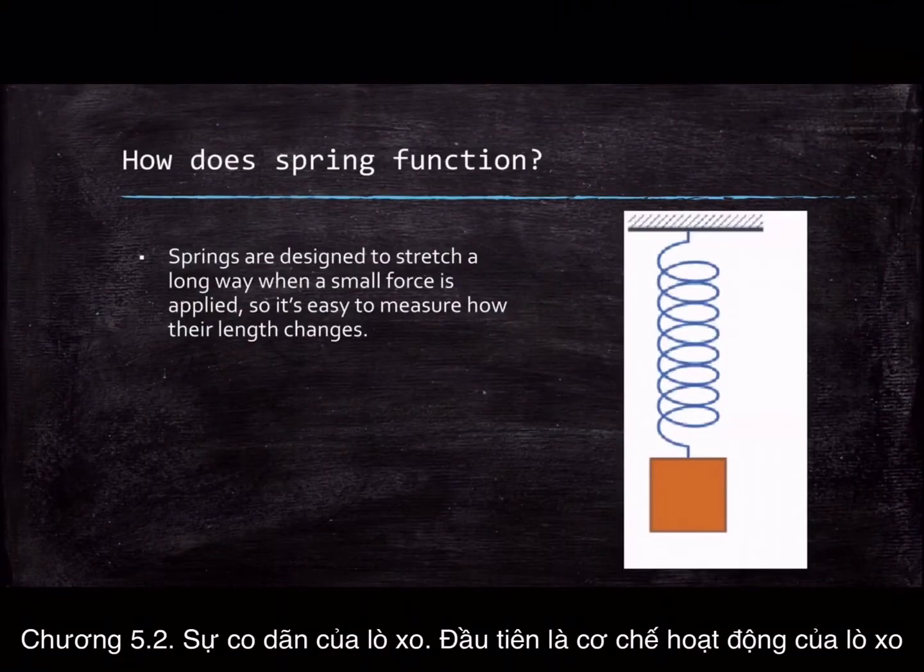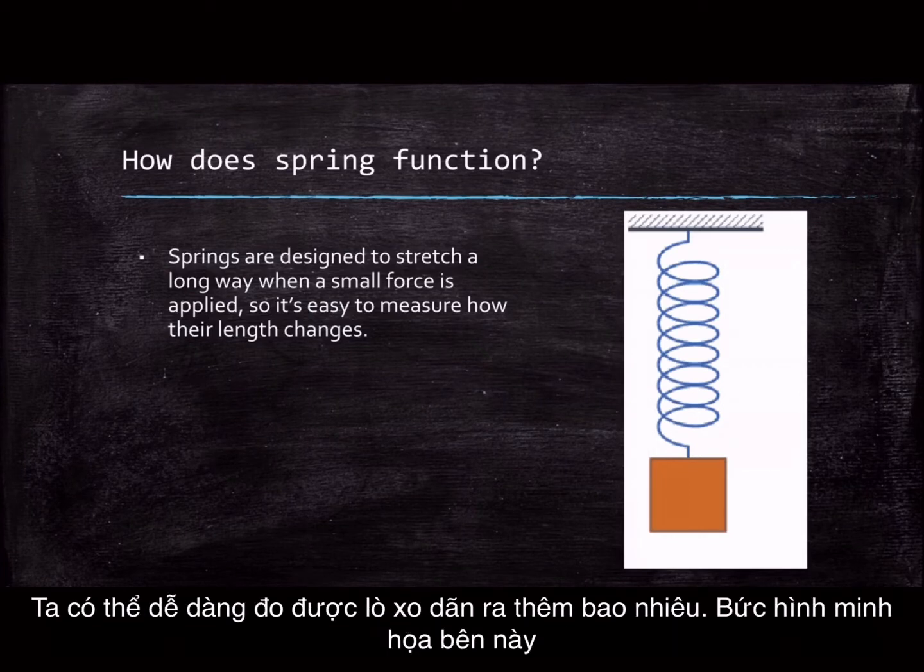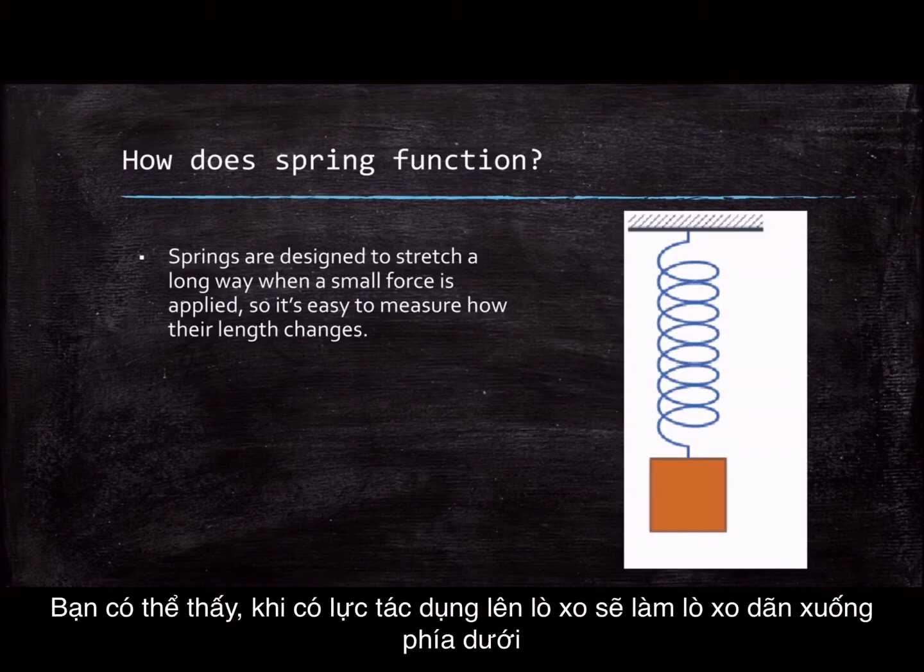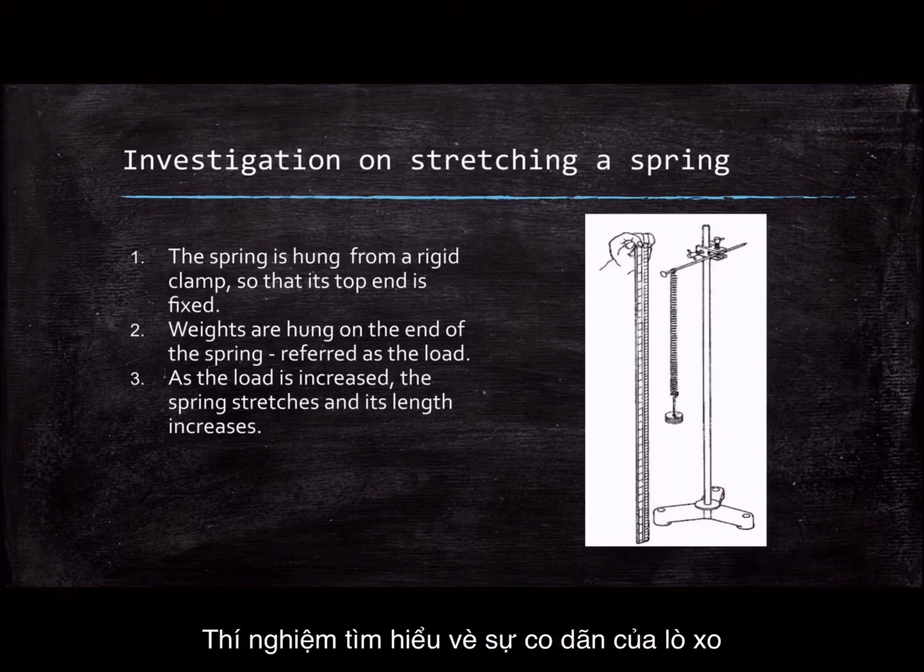Point 2 is about stretching springs. Firstly, how does a spring function? Springs are designed to stretch a long way when a small force is applied, so it's easy to measure how their length changes. In the picture here, the spring is the blue part, and the force applied is the orange part. You can see that when a force is applied to the spring, it stretches the spring downward.